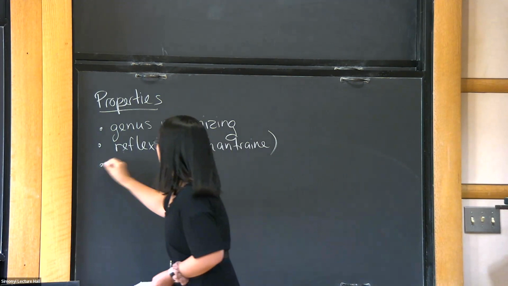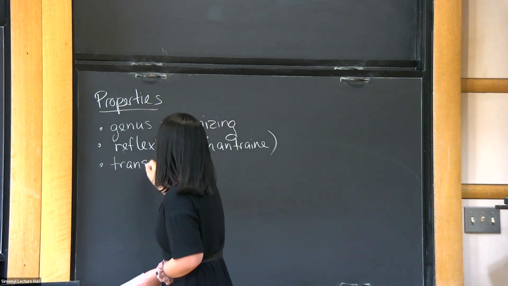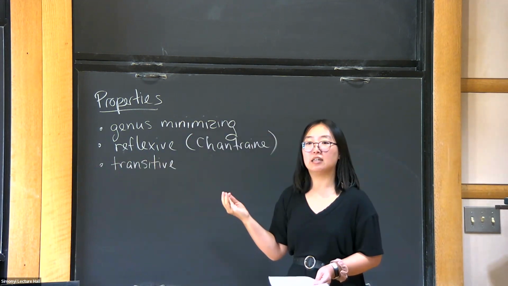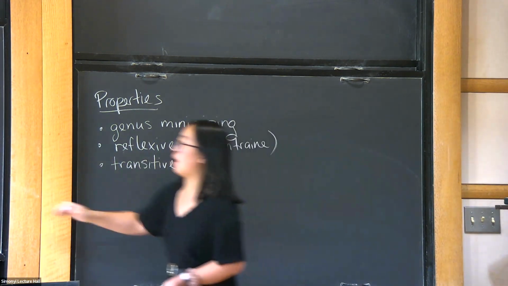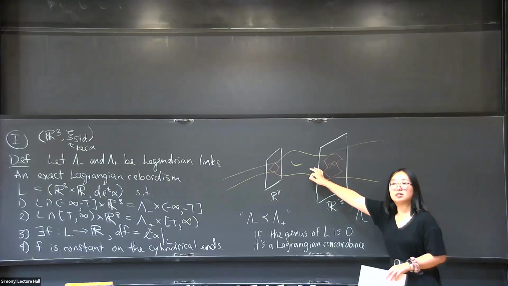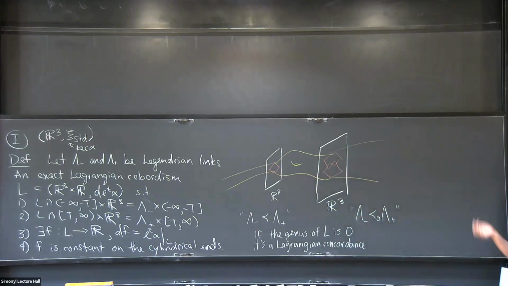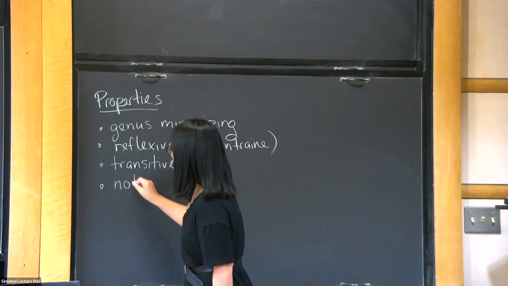I also know that it's transitive. So basically I can concatenate the compact part of these Lagrangian cobordisms, and then I'll just have whatever cylindrical ends on the ends, and those are still going to be Lagrangian cobordisms. And what else do I know? Well, actually, I know that these are not symmetric.